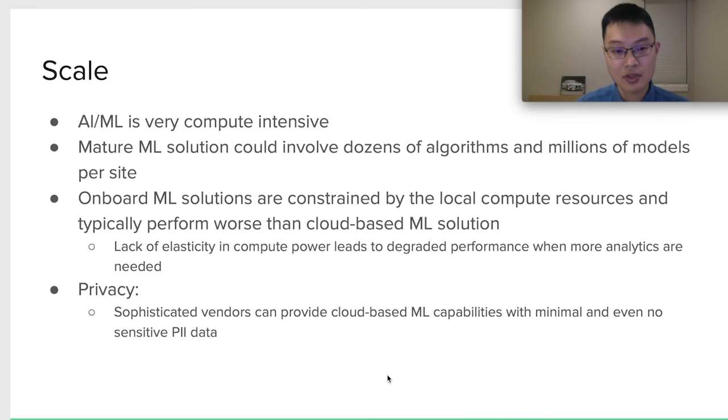You might have concern around the ability for cloud-based ML solutions to be effective without access to sensitive PII data. However, at this point, there are a number of techniques that can be utilized to assist ML algorithms and help them achieve a very high level of efficacy even without accessing any sensitive PII data in plain text.